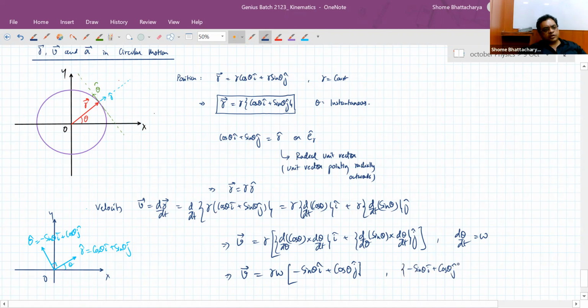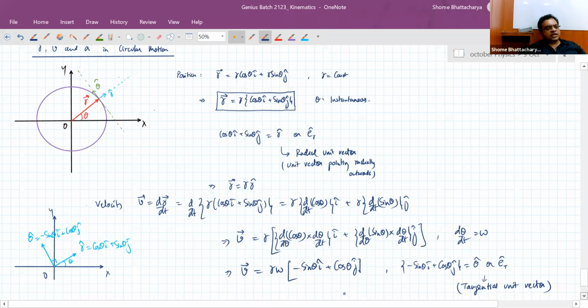This is our other important unit vector. It is denoted with theta cap or e_t cap for tangential. This is called the tangential unit vector. It points along the tangent to the circle at a given point.